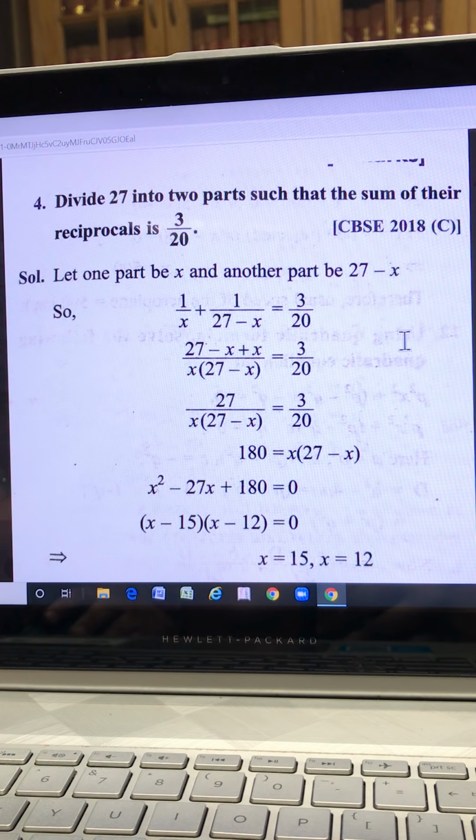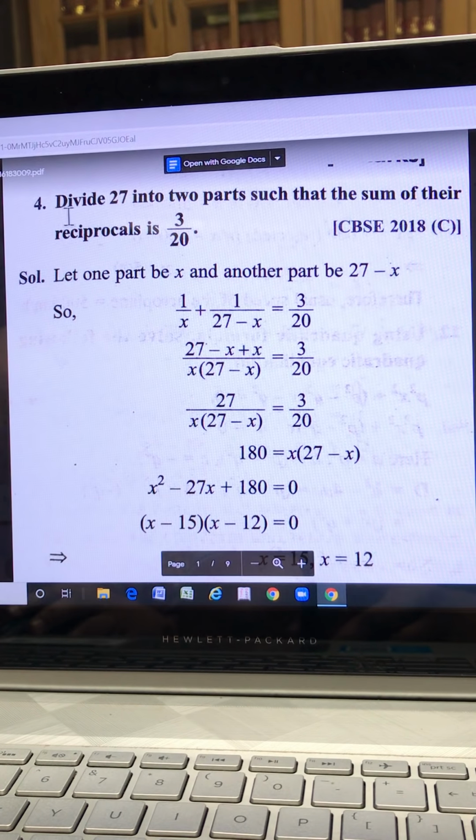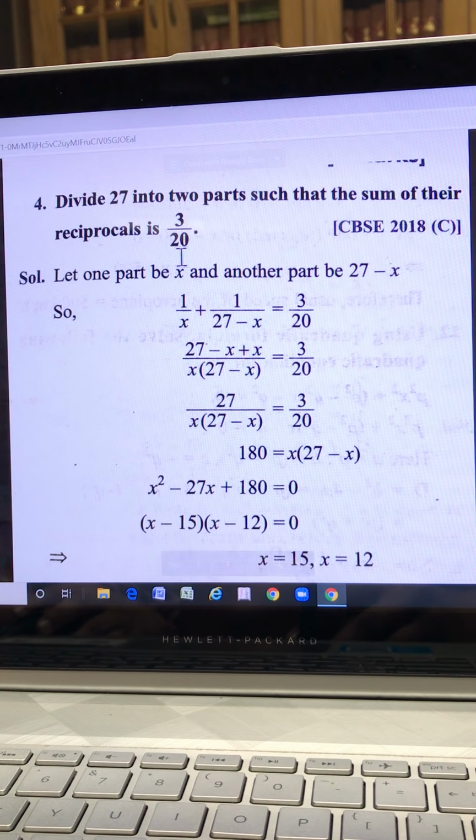Let us begin with the first question. Here it is written question 4. Don't go by the question number. This is the first question that I am discussing. See, the first question is divide 27 into two parts such that the sum of their reciprocals is 3/20.